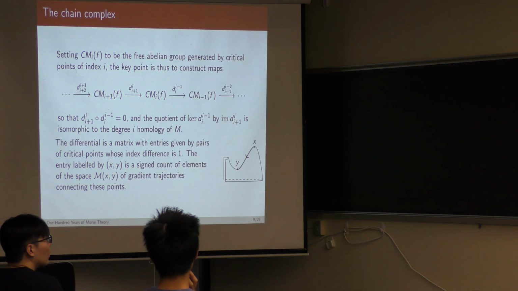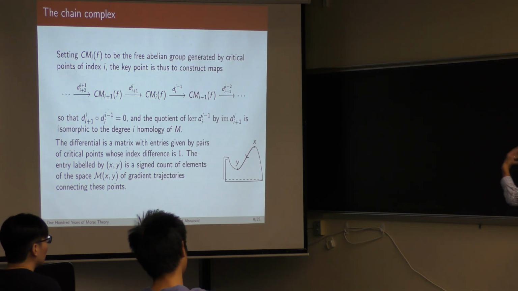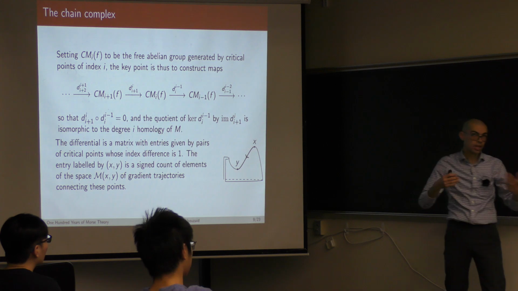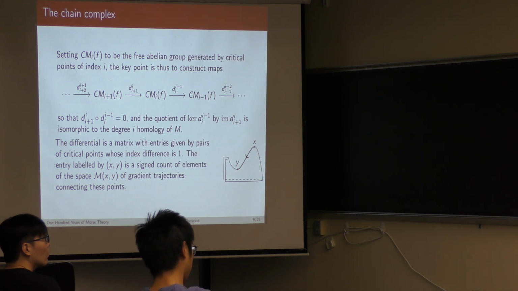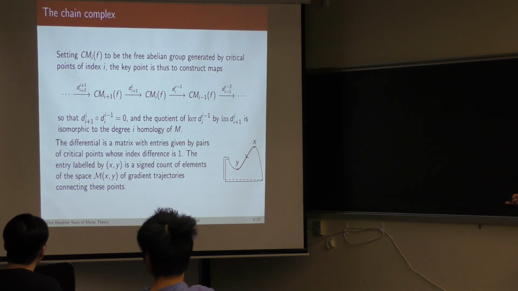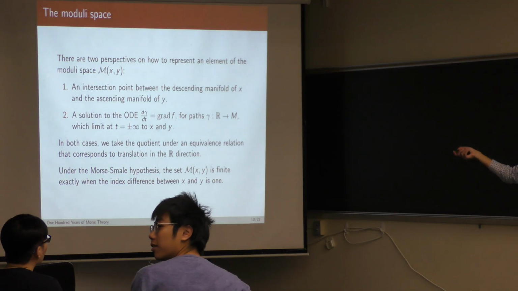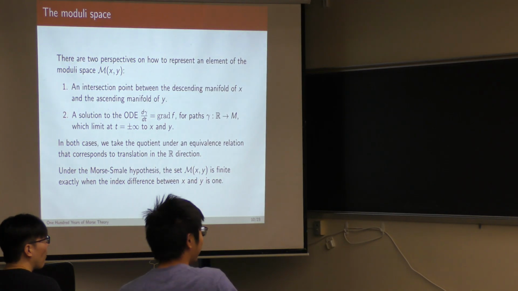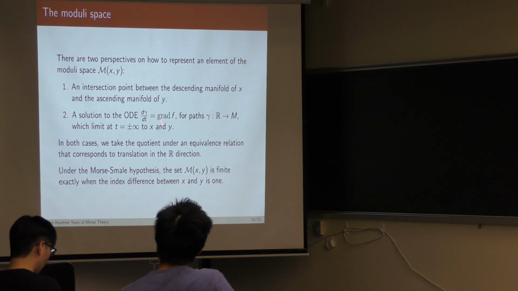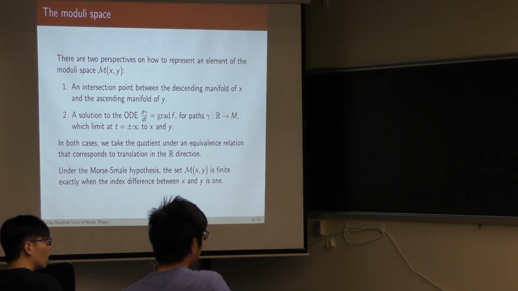Okay? So there's a different way of thinking about this, which is that you take the intersections of the ascending and descending manifolds of x and y. The fact that the index difference is 1 will tell you that this is a one-dimensional manifold, and you count the number of components, but you do it with signs. But that's the definition of this chain. And as I explained here, these are the two ways of describing it. One way is an intersection problem, and the other way is the solutions to this ODE, which is the gradient. That's why it's called the gradient solution, for paths which limit to x.